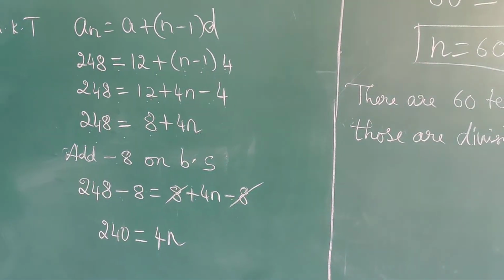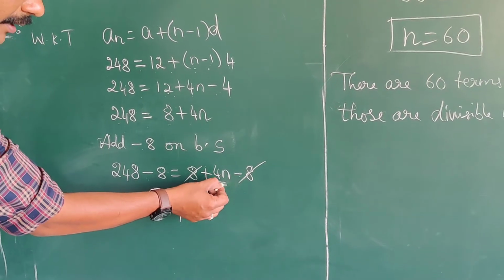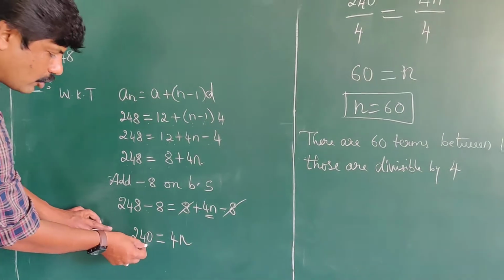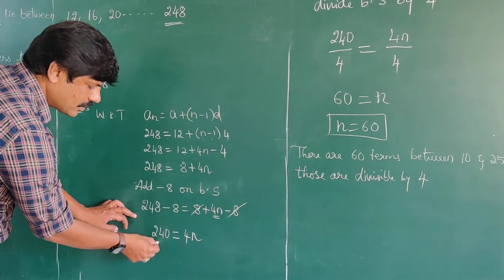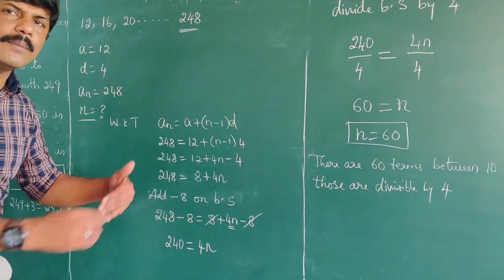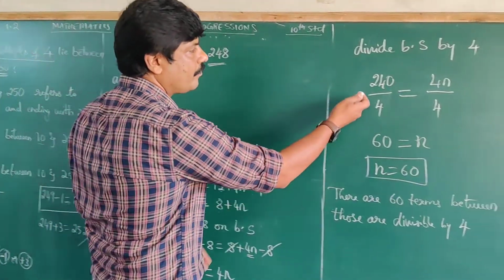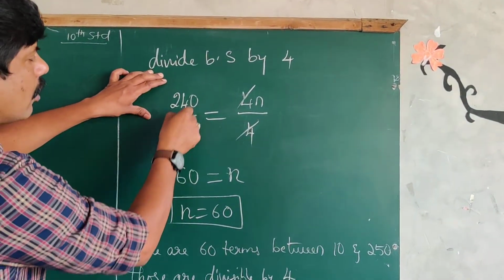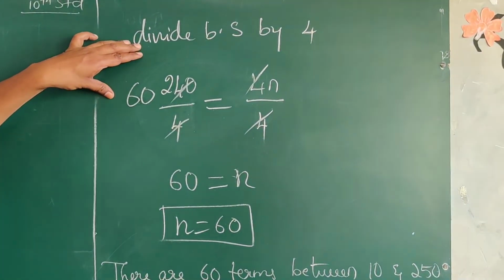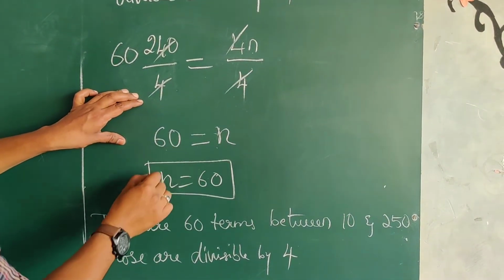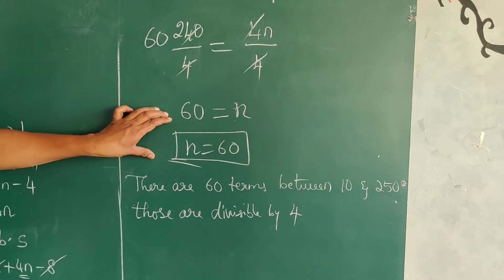Minus 8 plus 8 gets cancelled. What is remaining is 4n is equal to 240. How did you get 240? 248 minus 8 is equal to 240. Now divide both sides by 4. Then 4 and 4 get cancelled. 4 times 60 is 240, and thus we get the value n is equal to 60.